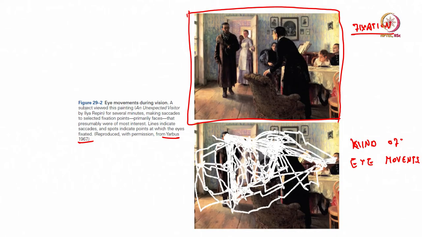So, in the given photograph, you can make out that individual objects are scrutinized to varying extent based upon the interest and what the purpose of the entire exercise is. This is an artistic image, I think. So this is an unexpected visitor by somebody, and saccades for selected fixation points, and each individual point is not viewed as a point, you have these micro movements which exist over there.